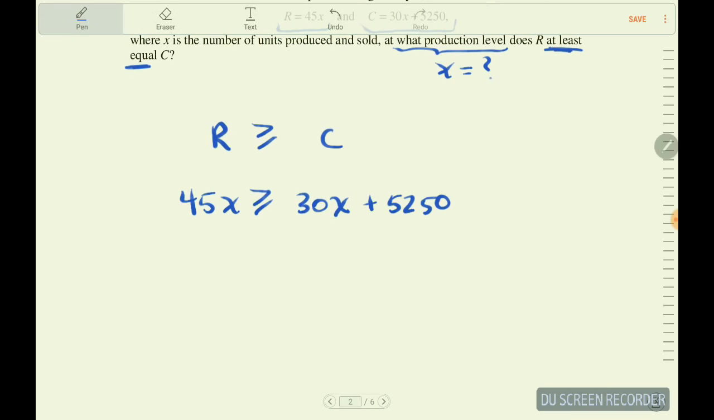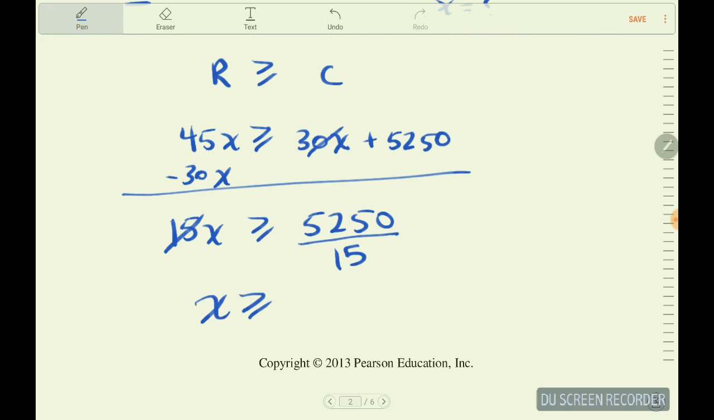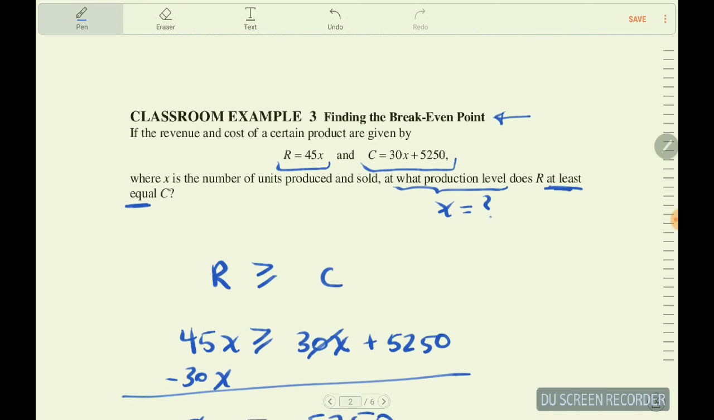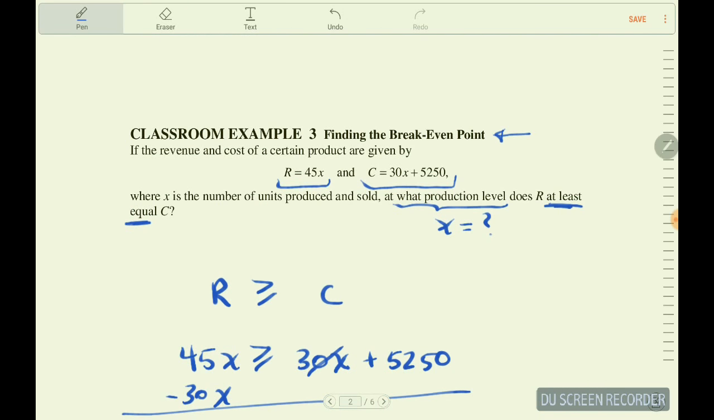And solve. All right, so I'll move the variable term to the left. So 5250 divided by 15, I'll do it just quickly with my calculator here, is 350. Okay. So my final answer is, to answer this question, let me write it out as a full sentence. It says, at what production level does R at least equal C?